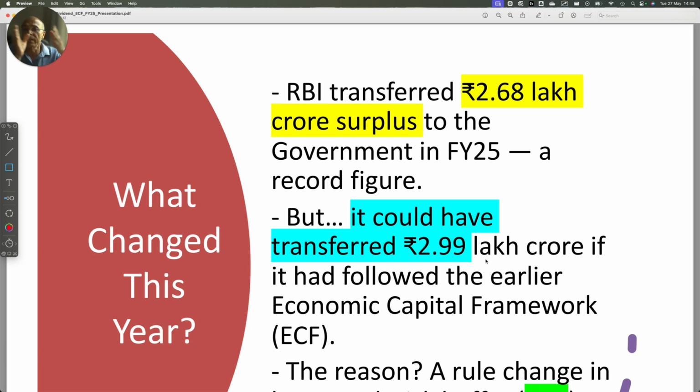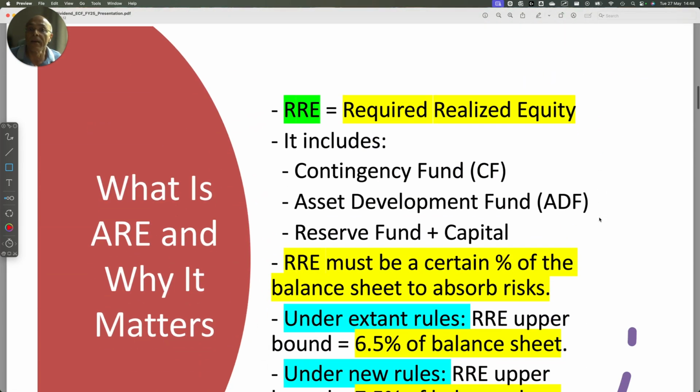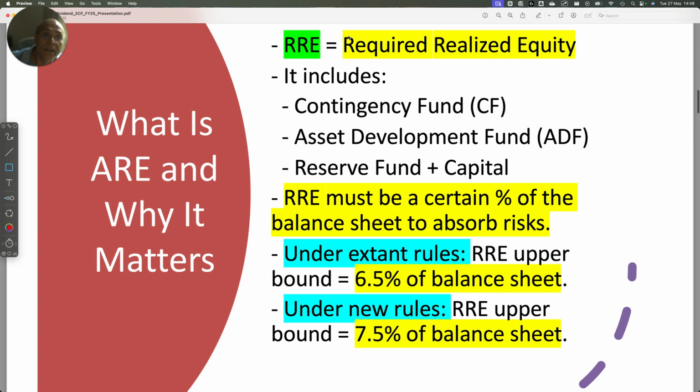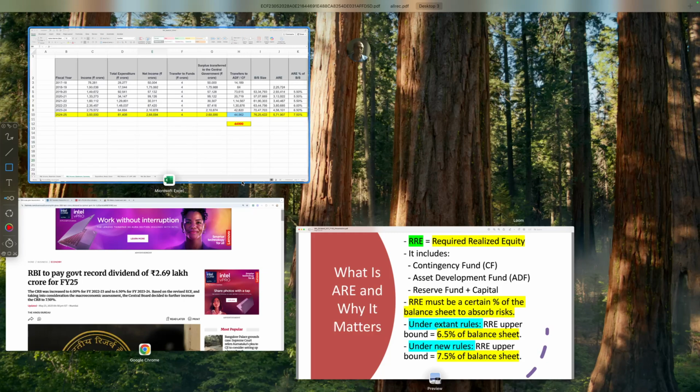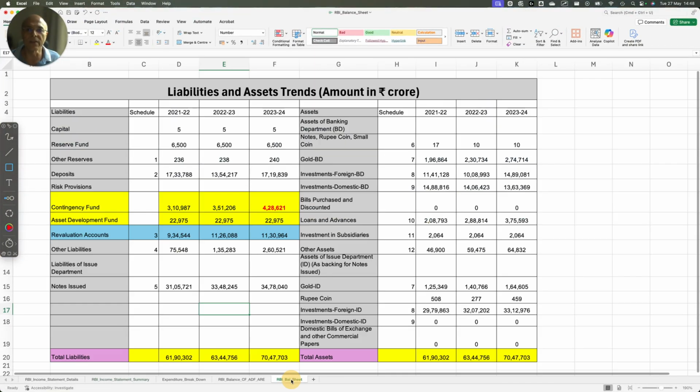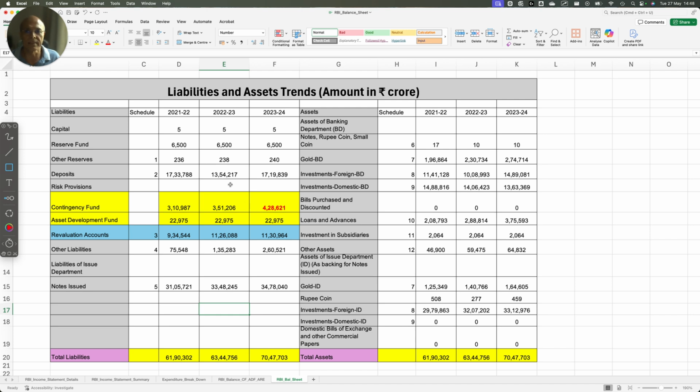For that, you have to keep an account which is a contingency fund, right? Which includes, and if you add the contingency fund with capital requirements and other kinds of requirements, which I'm going to show you, then it becomes the required realized equity. And let me explain, before you go, let me explain what I mean by this, right? Now, for that, friends, I'm going to take you first to the balance sheet of RBI.